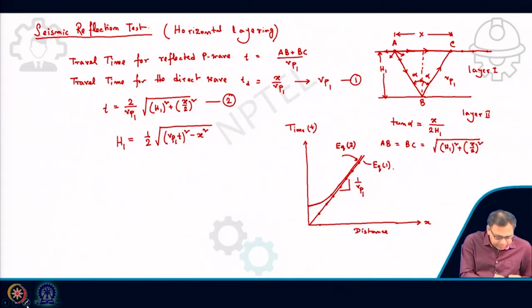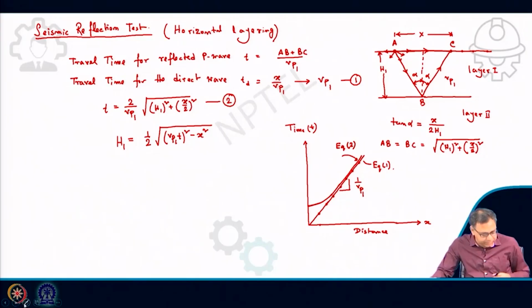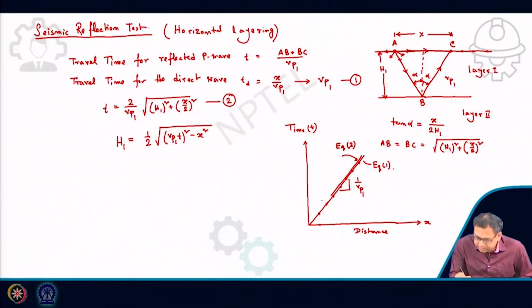So, here there is a possibility that, suppose this is my geophone number 1, I will get a data up to here. So, I will get a data up to here.